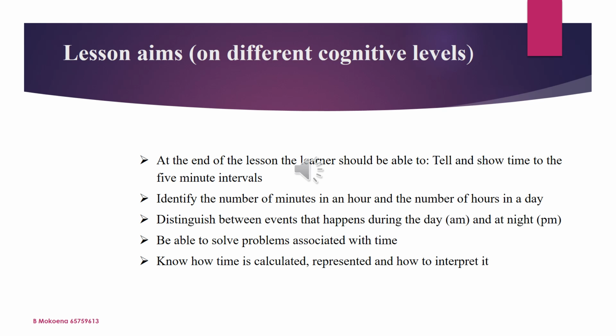The lesson aim on different cognitive levels is that at the end of the lesson, the learners should be able to show time to the 5-minute intervals, identify the number of minutes in an hour and number of hours in a day, distinguish between events that happen during the day, which is AM, and at night, which is represented by PM. Be able to solve problems associated with time, and lastly, know how time is calculated, represented, and how to interpret it.